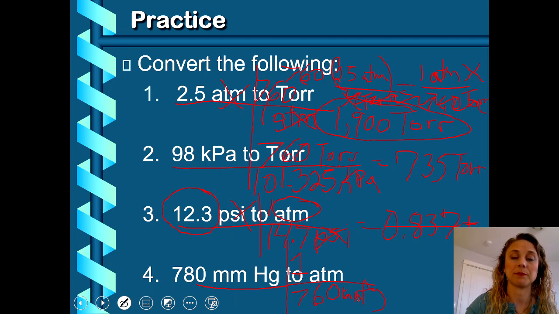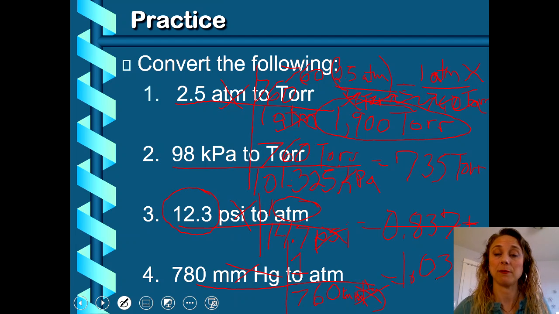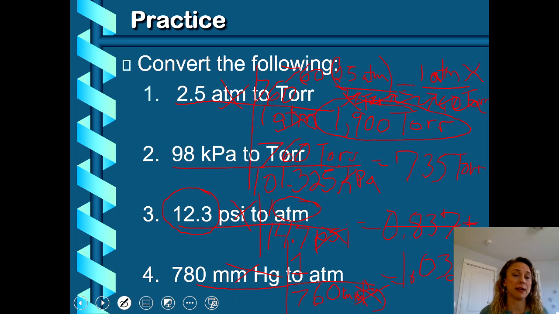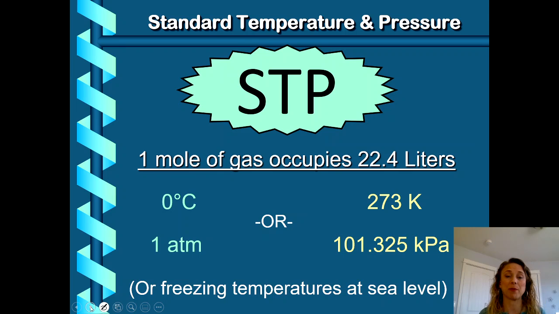Okay. All right. So then 780 divided by 760, and I get 1.03, which makes sense because 760 is one ATM, but that's a little more than 760, and we're talking ATMs. All right. So hopefully you get comfortable converting, and that's all that we're going to do for the temperature in this class. And then we're going to talk about gas laws. Just remember, standard temperature and pressure.